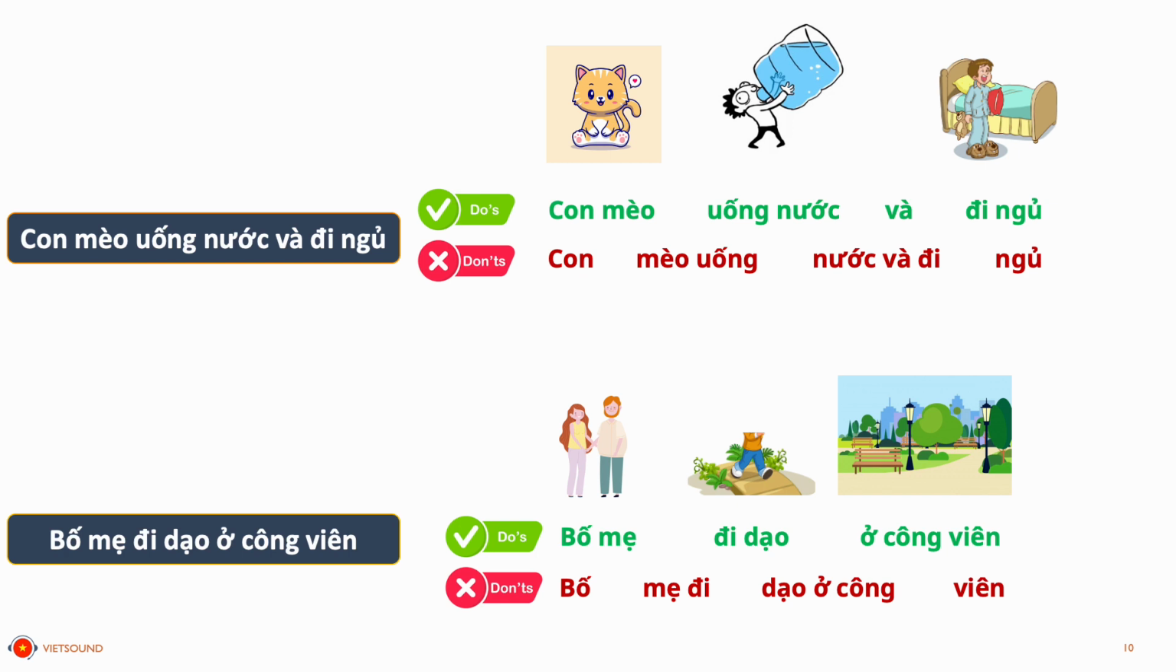And the second sentence we have bố mẹ đi dạo ở công viên. It's gonna be correct if you say like bố mẹ đi dạo ở công viên. It's good. But if you say the sentence like bố mẹ đi dạo ở công viên, you are misunderstood.